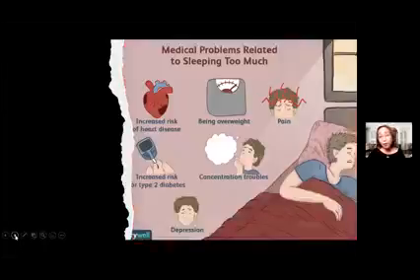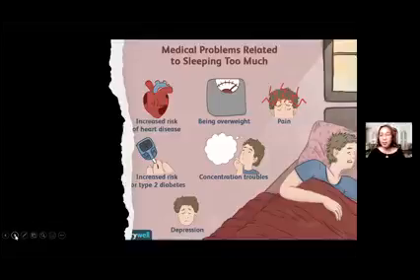However, sleeping too much is not good too, because it will increase your risk of heart disease. You will be overweight, and your immune system would also be compromised. You will have headache. Have you observed? If you sleep less, you will have headache, but if you sleep too much, you also have headache. And it will increase your risk of diabetes, especially type 2.